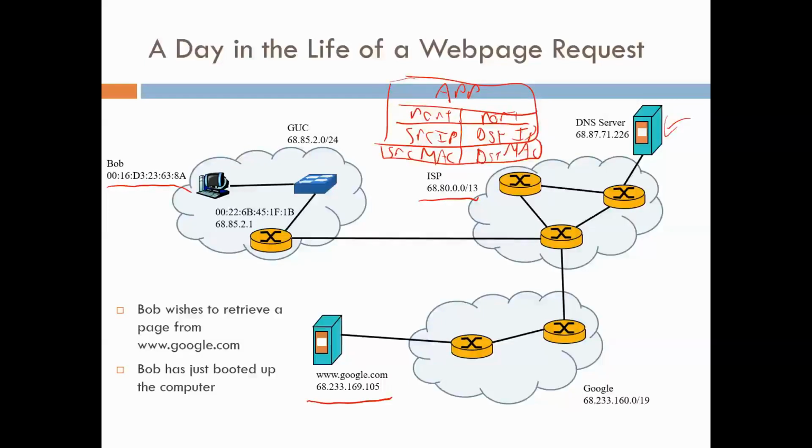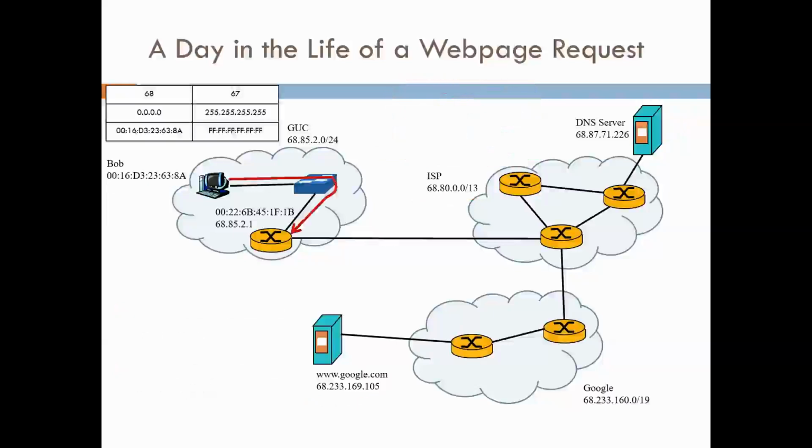We'll start from scratch. Bob has nothing. Bob has just joined the network. So obviously Bob only has a MAC address. This comes with the device of Bob. Bob has not yet logged into the GUC network. And so Bob will start the process from scratch. So the first thing that Bob needs to do before he is able to send anything to the network is to obtain an IP address. So the first thing that Bob has to do is to send a DHCP Discover packet.